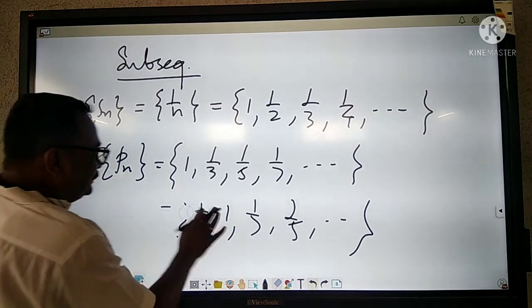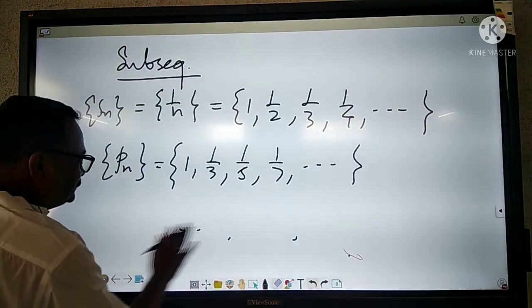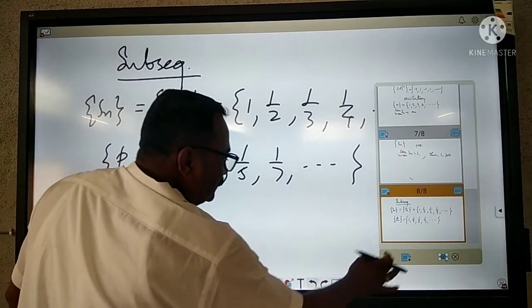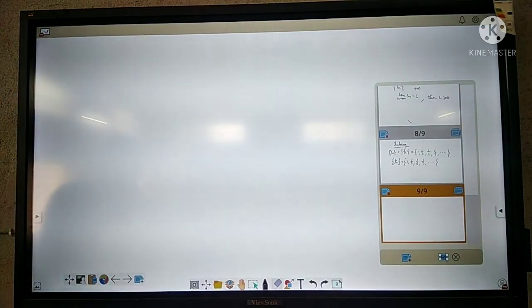So I think this is an example of subsequence. So easily you get it. So this is no problem. Let me take the next slide. That is what is subsequence.